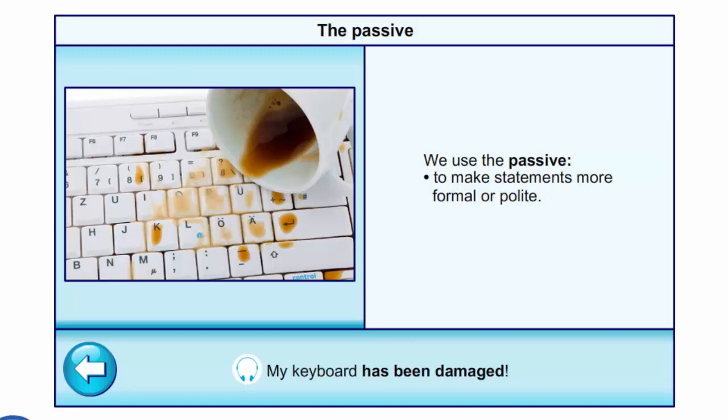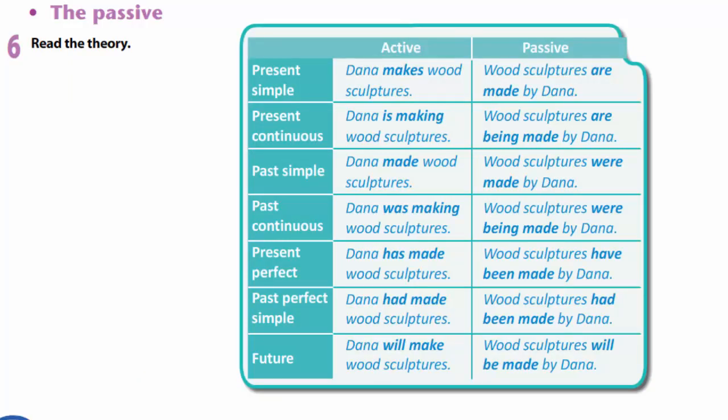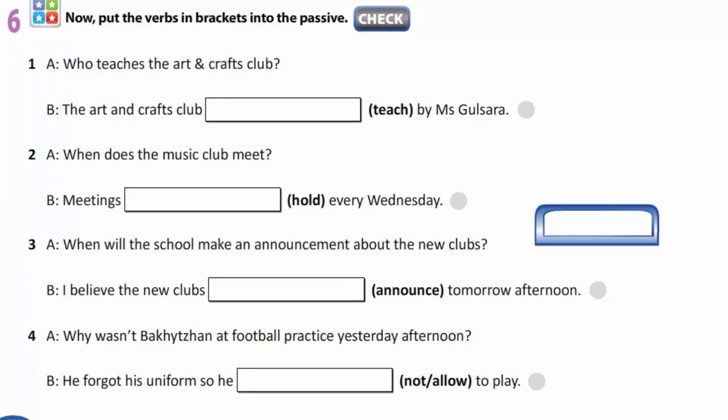Now let's do exercise 6. You are to put the verbs in brackets into the passive. Write them down in your copybooks. Look, for example: who teaches the art and craft club? The Art and Crafts Club is taught by Miss Gulsara.